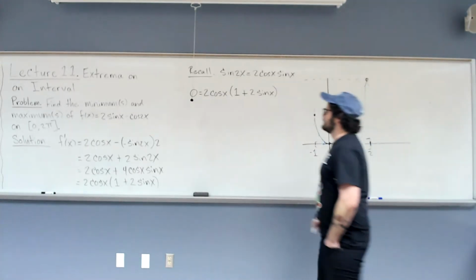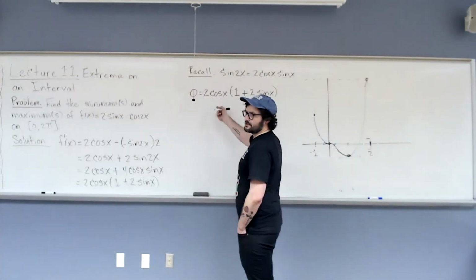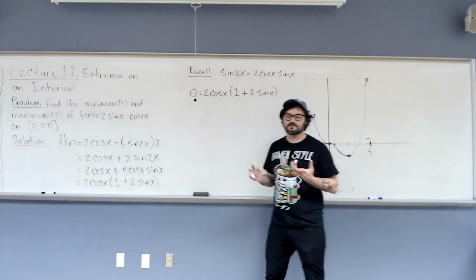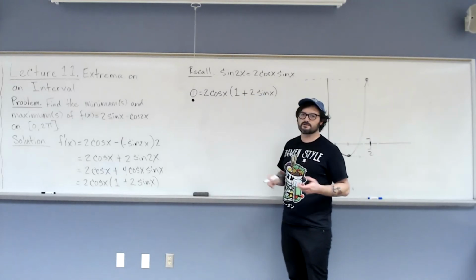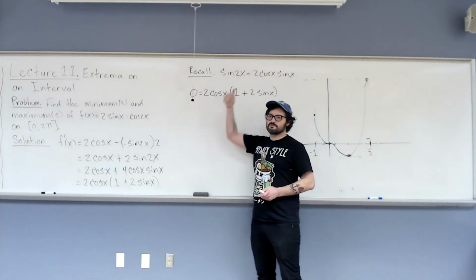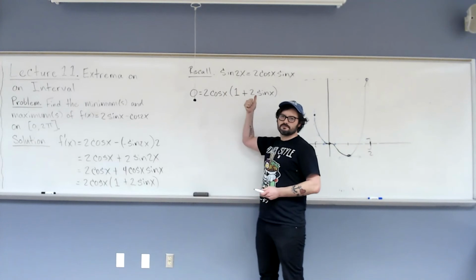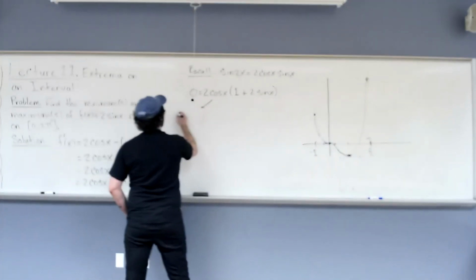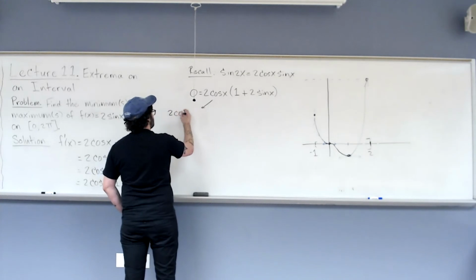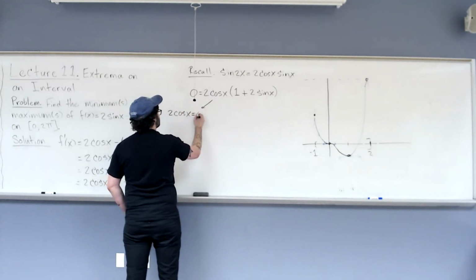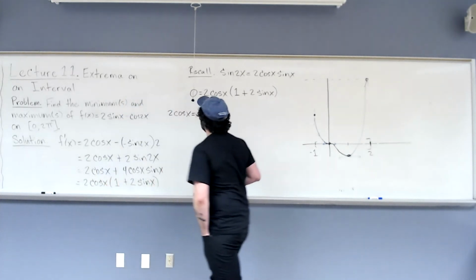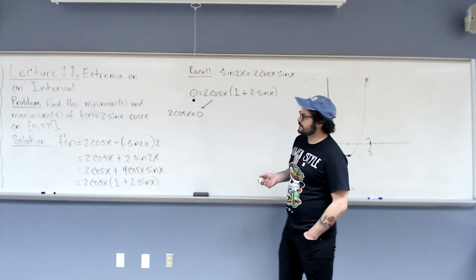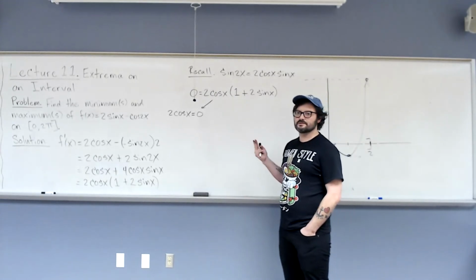Okay, now we have a product, so we can split this up into 2 equations for solving when this is equal to 0, right? If this is 0, good. If that's 0, good, right? So let's just write this out. 2 cosine x equals 0. Well, on the interval 0 to 2 pi, there's only 2 places this occurs.